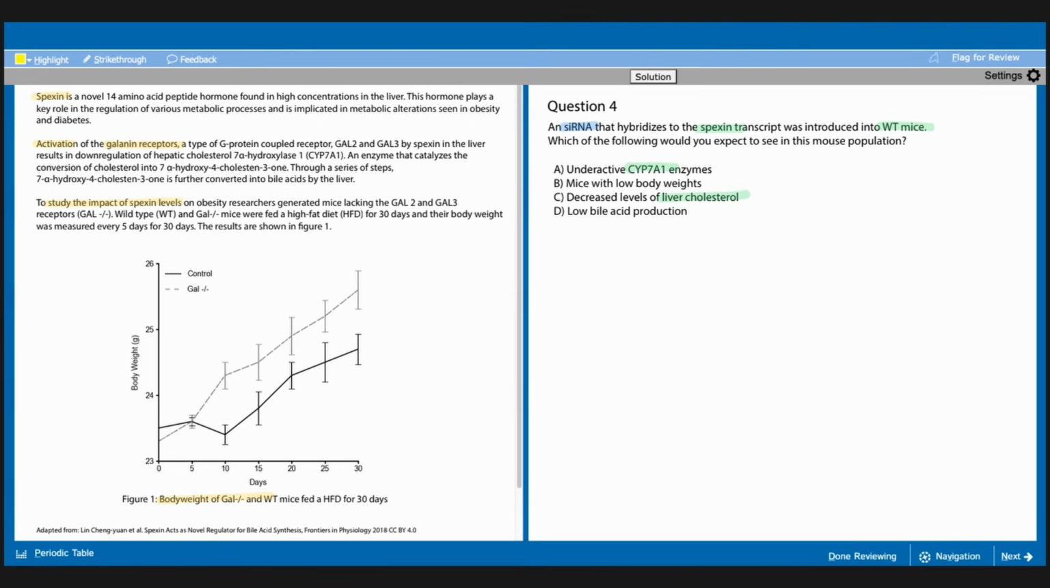CYP7A1, liver cholesterol, and bile acid production. Since I remember body weight being important in the last question, I would also highlight that since I know this graph will tell me something about the connection between body weight, mice, and spexin.